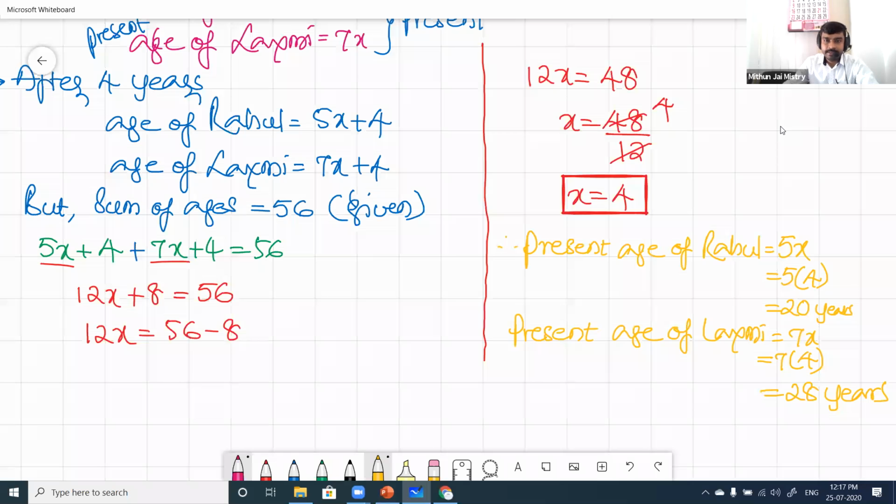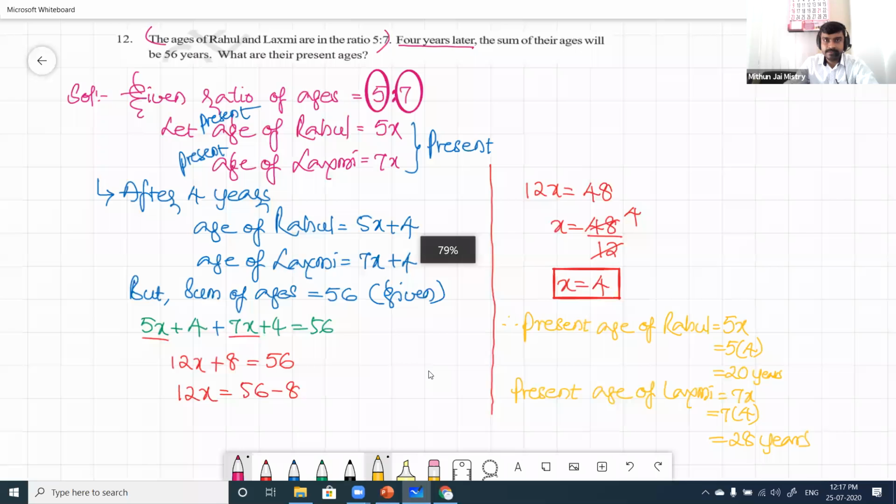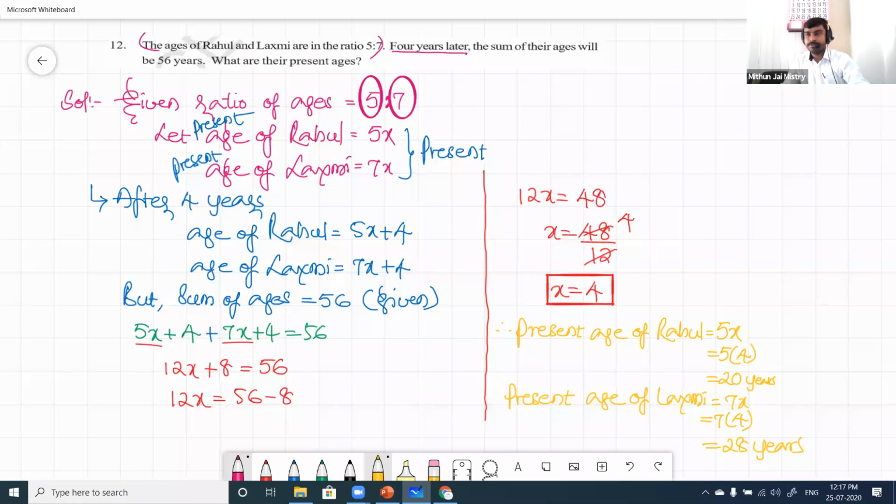So you can take a screenshot of this, children. This is the 12th answer. Please take the screenshot. And if you have any doubt, you can ask me. No problem. Do you have any doubt? Sri Varshini? No doubt. Hari Om? No doubt.